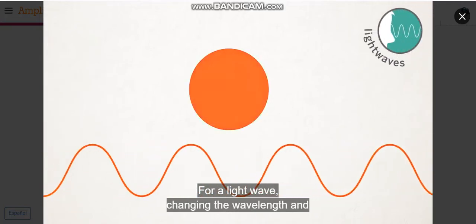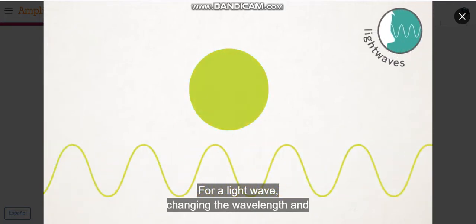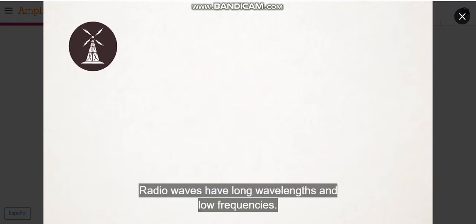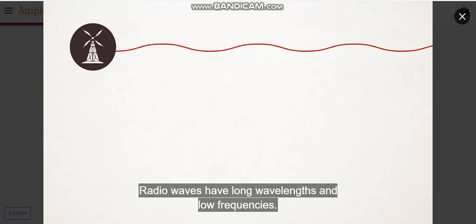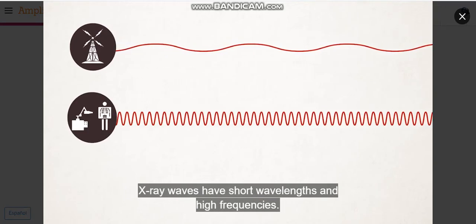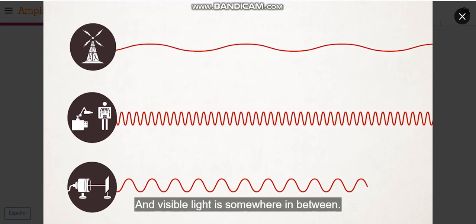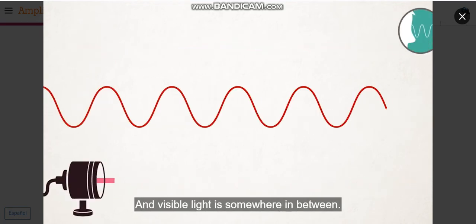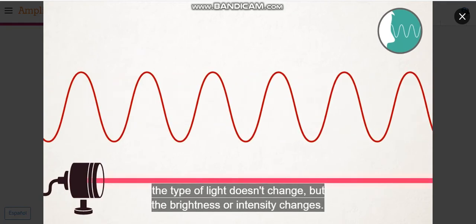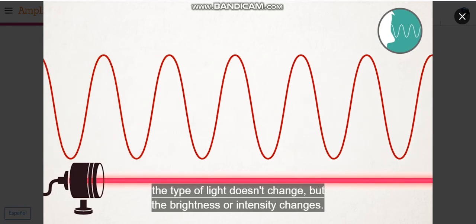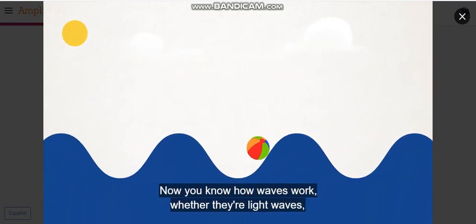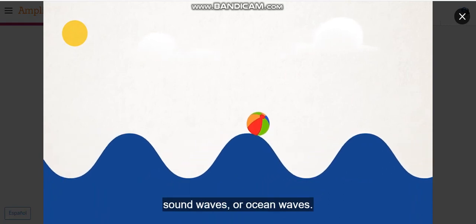For a light wave, changing the wavelength and frequency produces a different type of light. Radio waves have long wavelengths and low frequencies. X-ray waves have short wavelengths and high frequencies. And visible light is somewhere in between. If you change the amplitude of a light wave, the type of light doesn't change, but the brightness or intensity changes. Now you know how waves work, whether they're light waves, sound waves, or ocean waves.